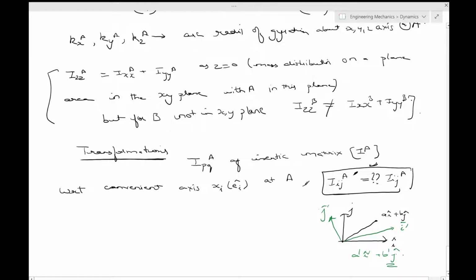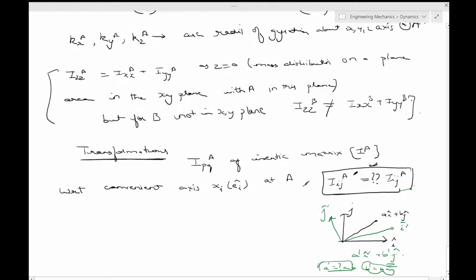Okay, this is what we want. Now what we are looking for is the relation between a dash and b dash and a and b, or b dash and b and a. So basically, what is the relation between a dash and b dash and a and b? So that is what we are trying to do over here.